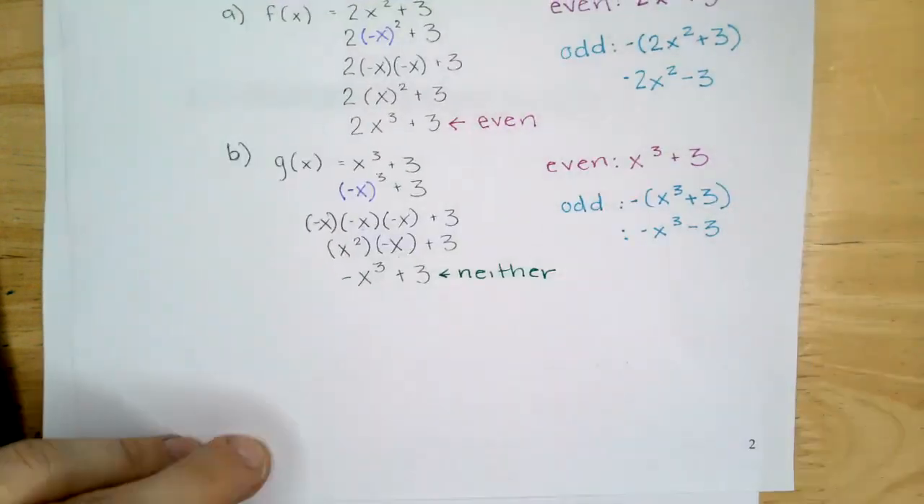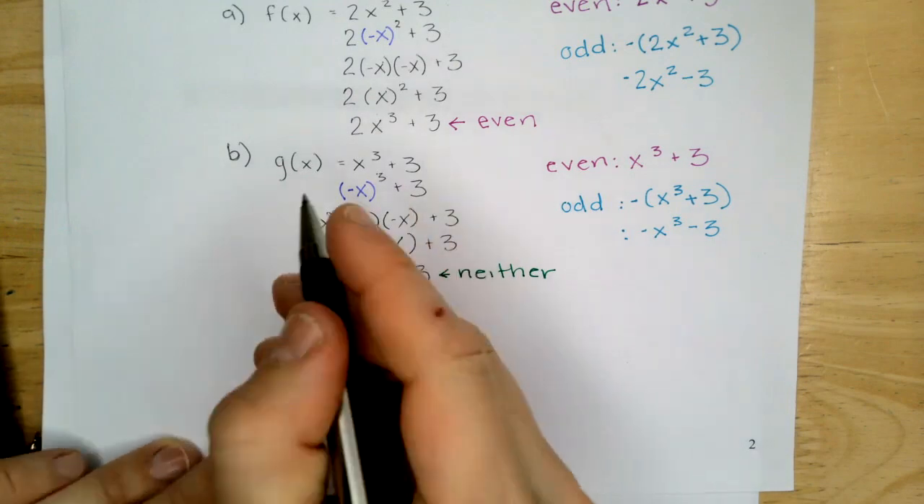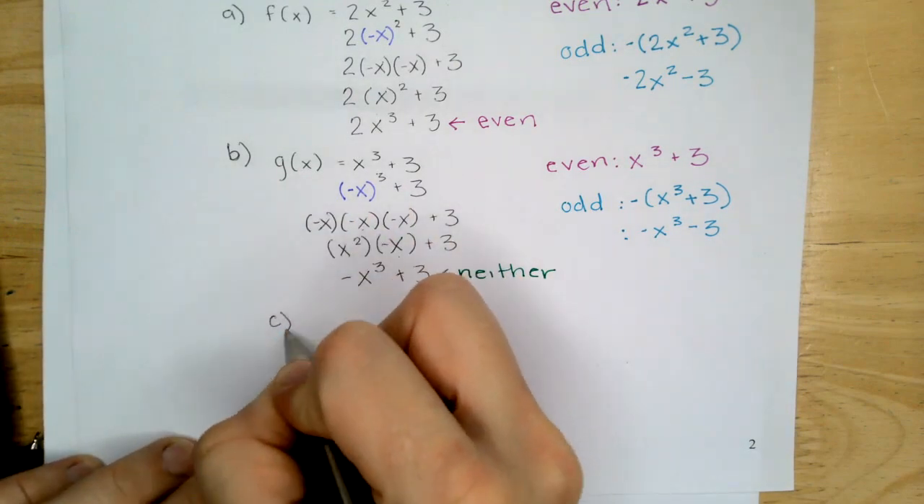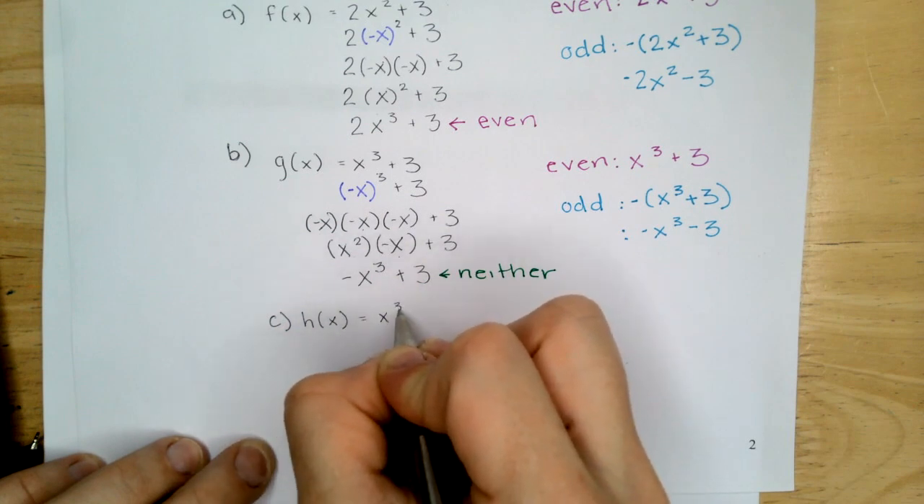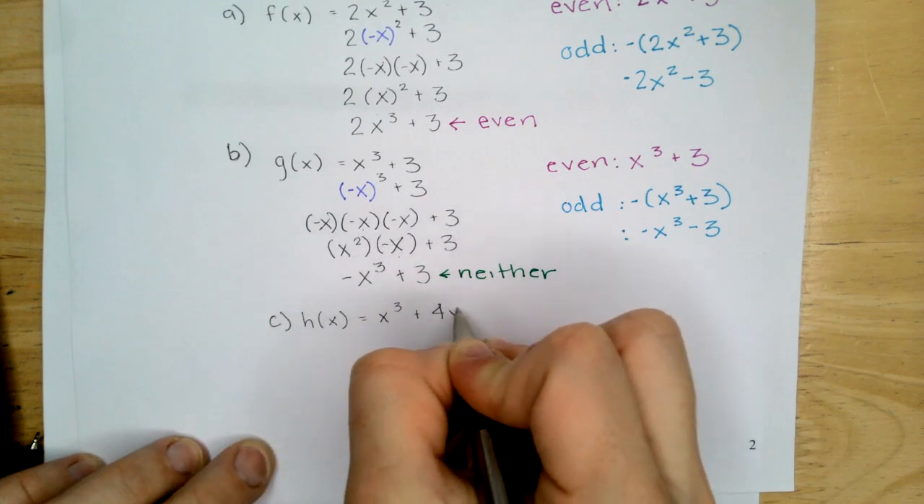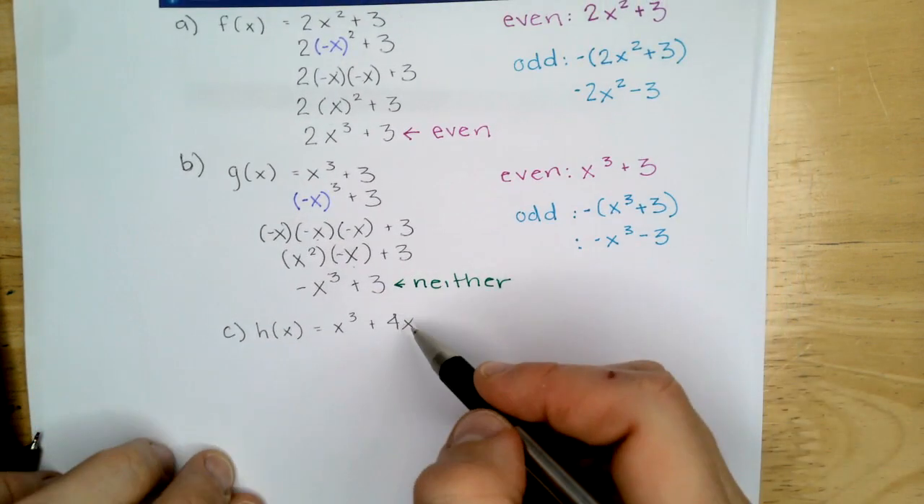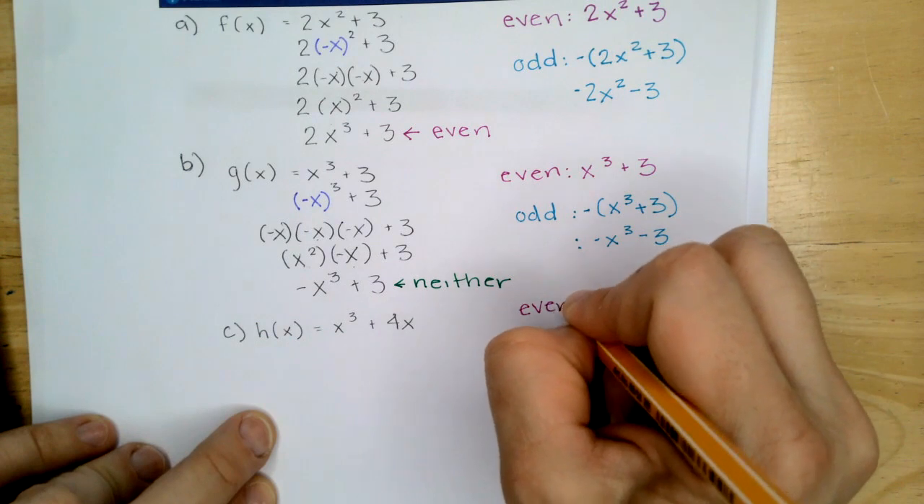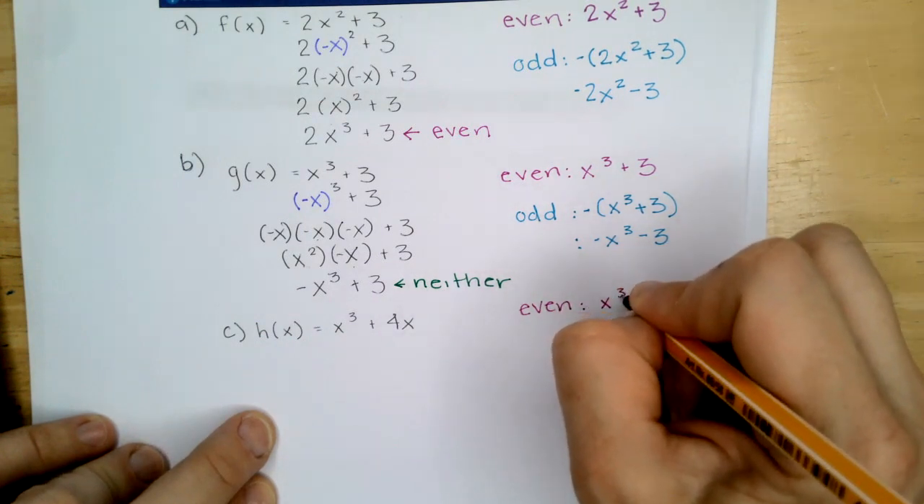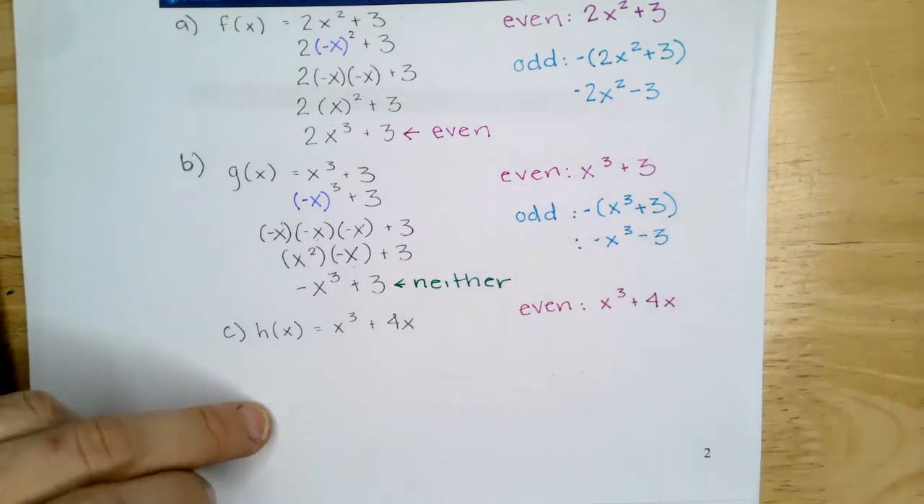Good? Okay. C asks us to do h of x equals x to the third plus 4x. So it looks a little bit like this one, right? But there's an extra x here. So if it's even, it's going to be the same. So even is going to remain x to the third plus 4x.